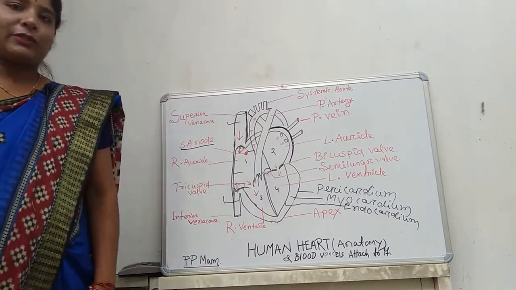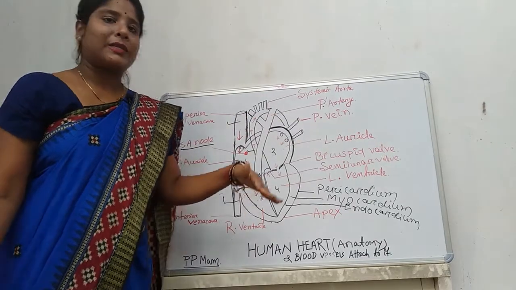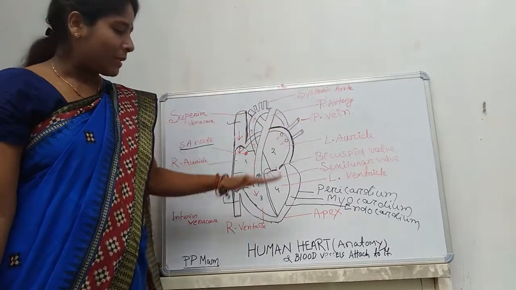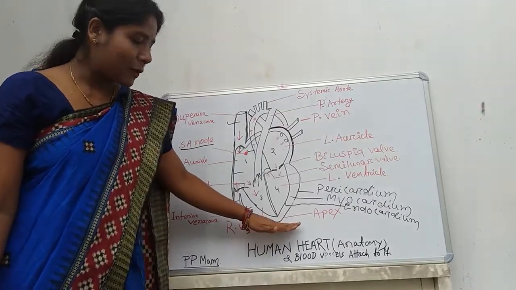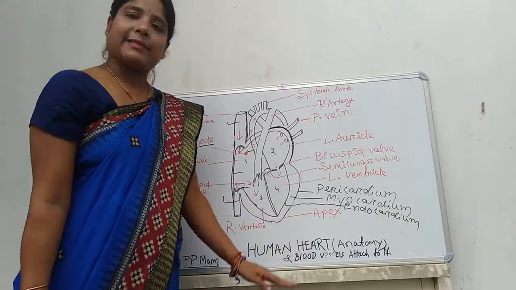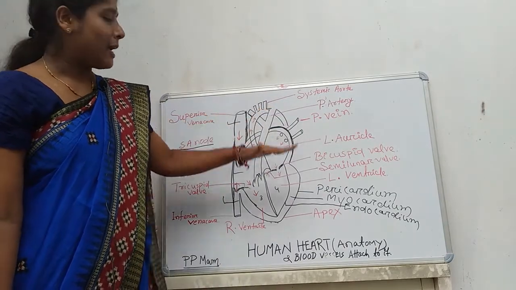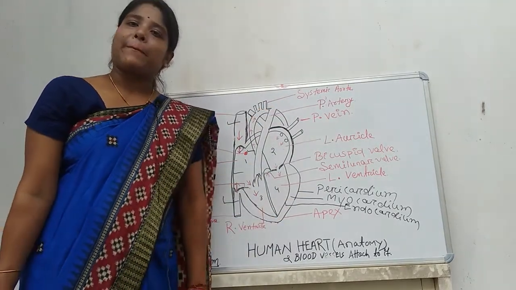Okay, and the upper part of the heart is broad, so it is called the base, and the lower part is conical shaped, so it is called the apex. Remember these two parts: the upper part is called the base and the lower part is called the apex.